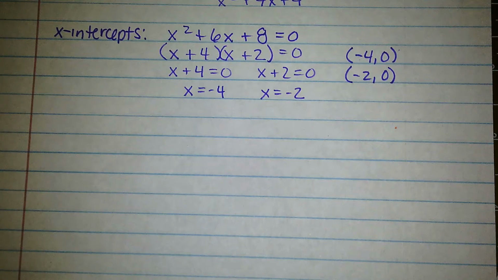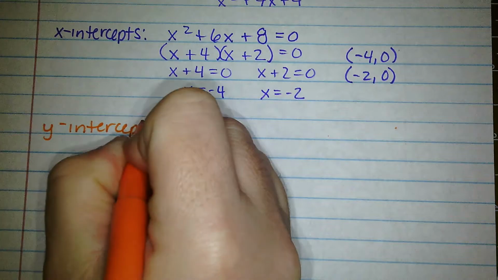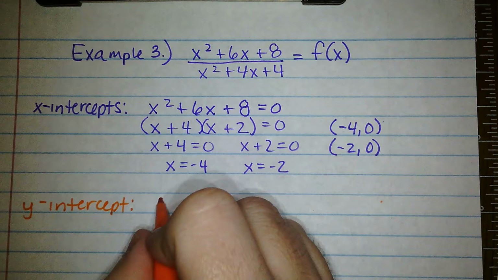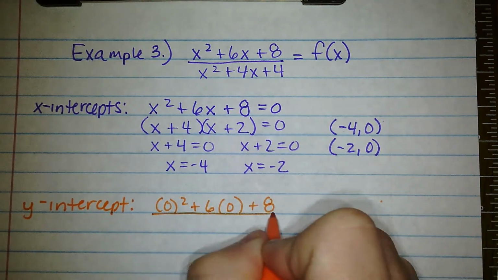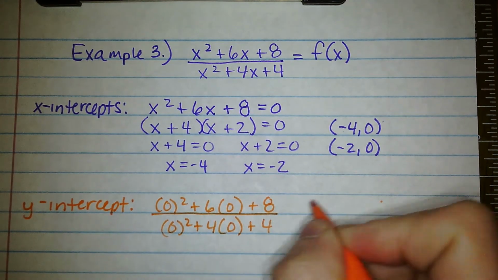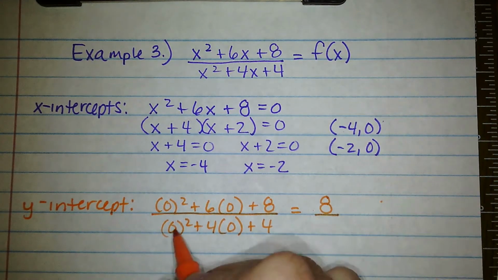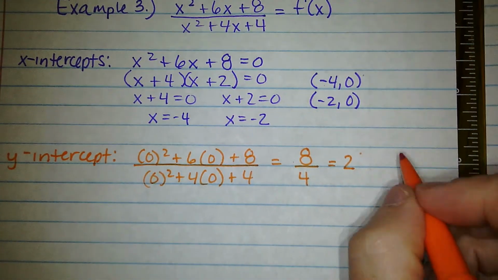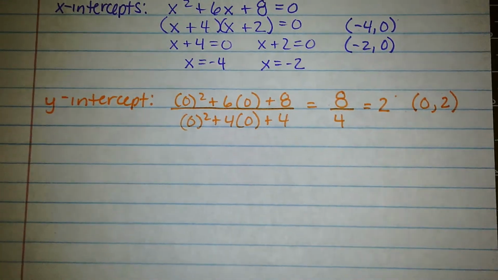Second phase is our y-intercept. To find our y-intercept, we are going to substitute 0 everywhere we see an x in our function. So we're going to have 0 squared plus 6 times 0 plus 8 over 0 squared plus 4 times 0 plus 4. The top is going to calculate to +8. The bottom is going to calculate to +4. And I can actually divide that. So our y-intercept is at (0, 2). Make sure you write your y-intercept as a coordinate also.